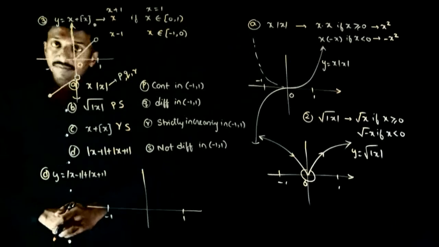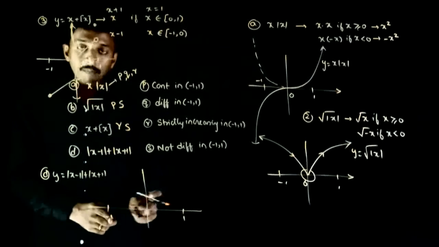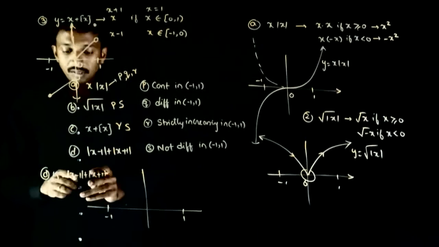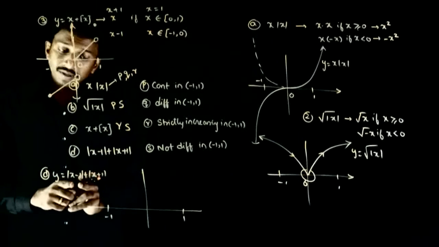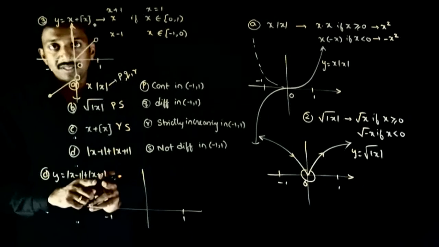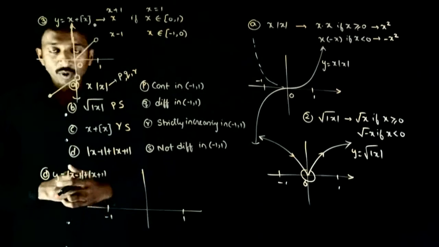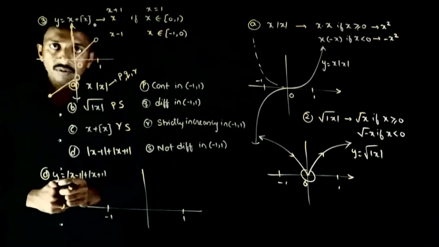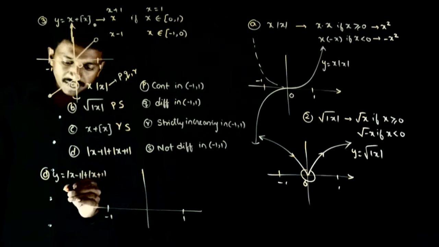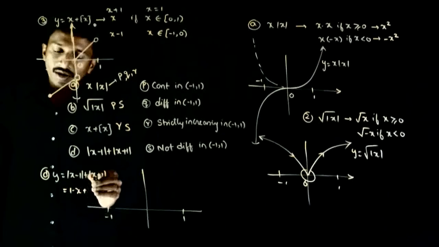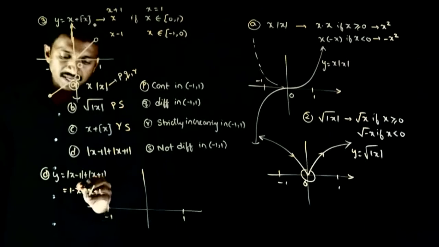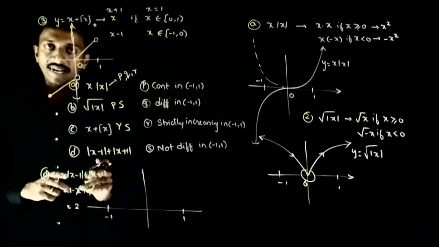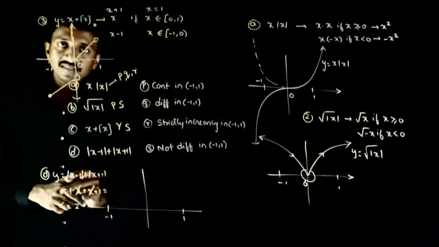ठीक है? So now if x is between -1 and +1, -1 और 1 के बीच में मेरा x है, तो x minus 1 जो है वो नेगेटिव होगा, x plus 1 will be positive. -1 और 1 के बीच में कोई भी x ले लीजिए, x minus 1 जो है वो नेगेटिव नंबर आएगा, x plus 1 जो है वो पॉजिटिव नंबर आएगा. So mod x minus 1 will be 1 minus x and mod x plus 1 will be x plus 1. So x and x are getting cancelled. So my y is equal to 2. So at every point between -1 and 1, my y is equal to 2.